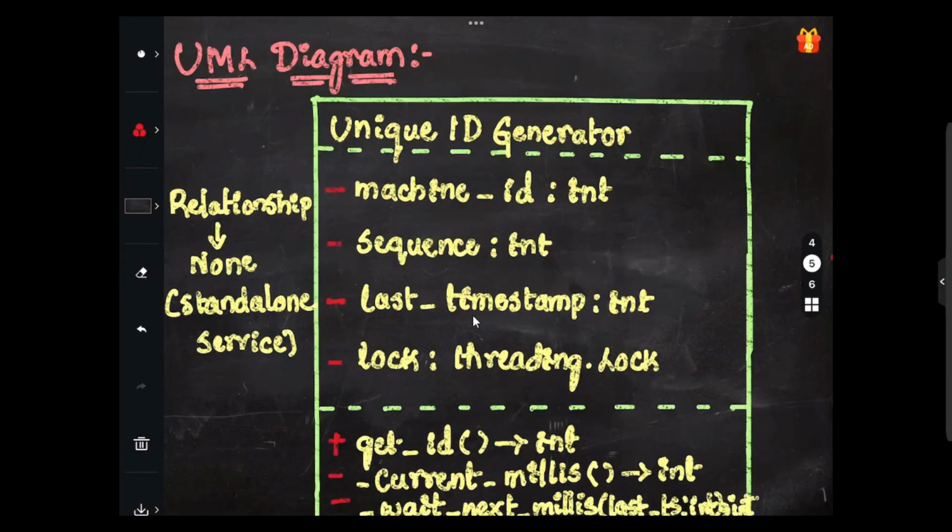Now let's move on to the UML diagram. The first one is the main class, the unique ID generator, which consists of the machine ID, which is of type integer, and the sequence, which is of type int.